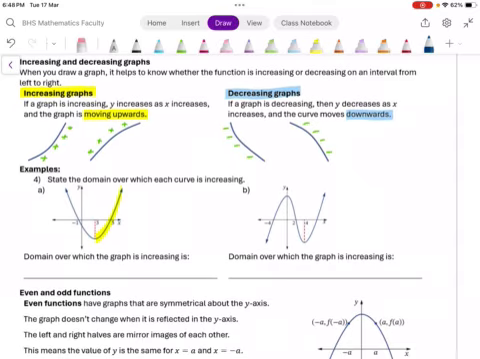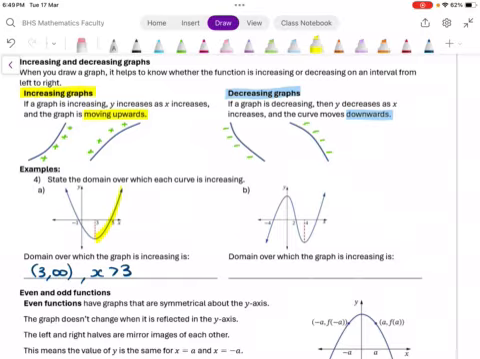So we can write our domain, this is just a little sentence. Domain over which the graph is increasing is from 3 to infinity. Now it does not include 3 because at 3 it is neither increasing nor decreasing. So we use curved brackets, and it's where x is greater than 3 if we wanted to write it as an inequality.